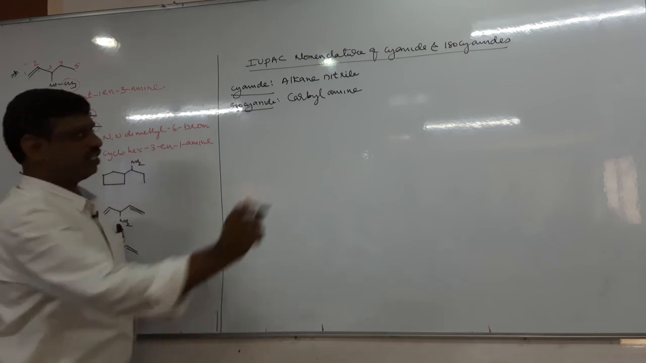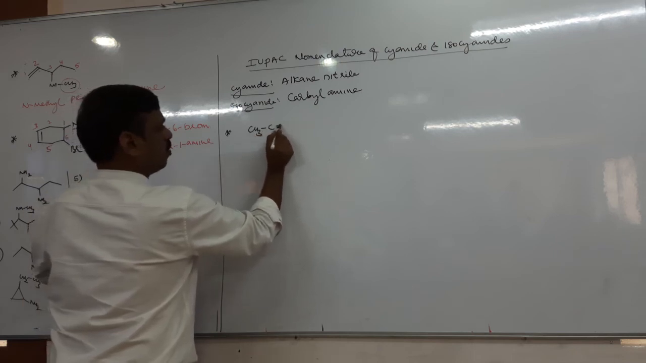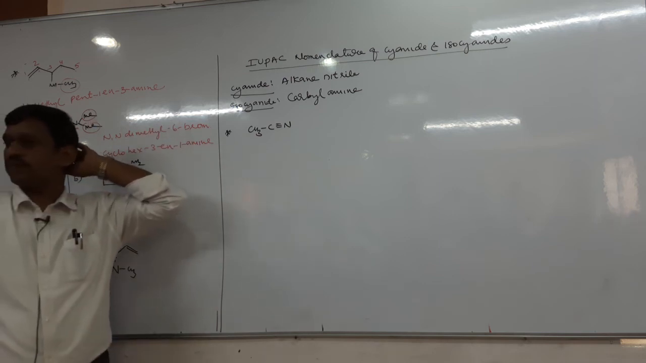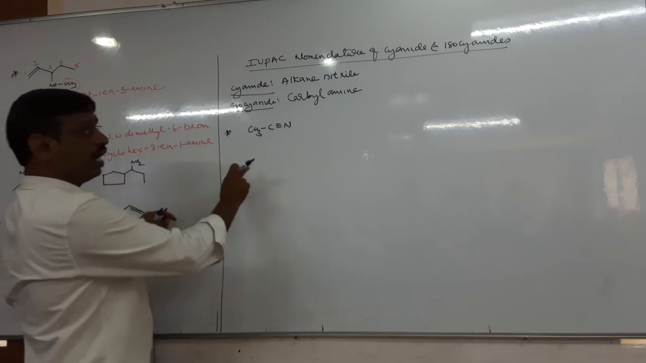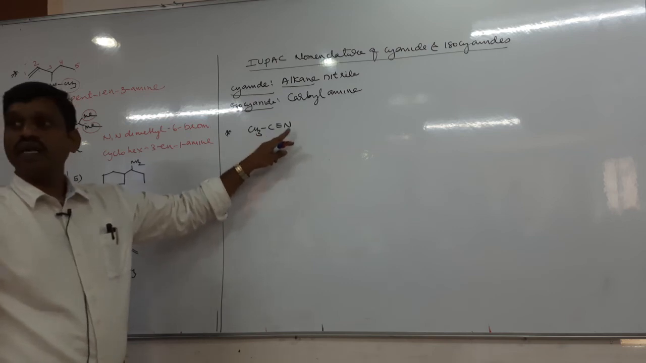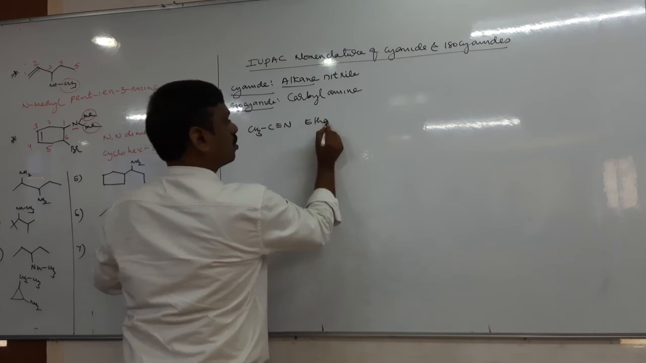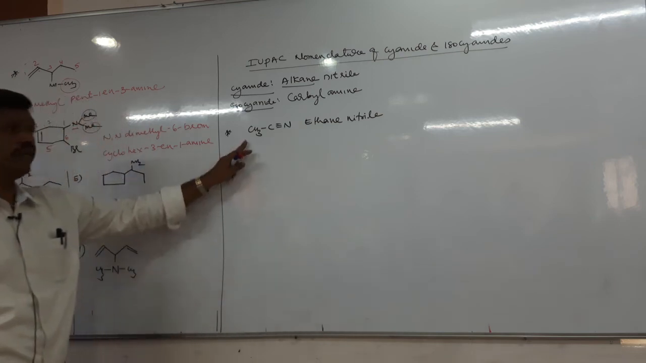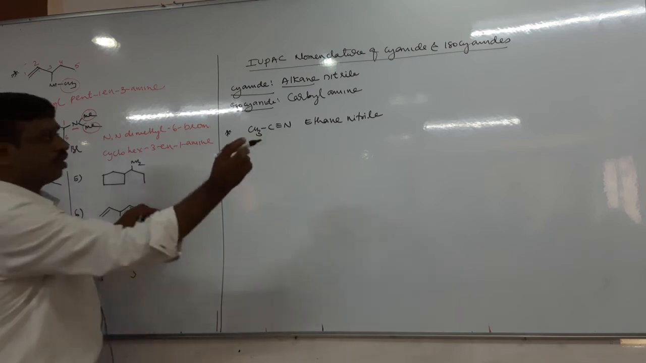Okay, now let's see. CH3 C triple bond N. Tell me, what is the IUPAC name? Methyl cyanide is the common name. It is methyl cyanide. What is the IUPAC name? IUPAC name is alkane nitrile. Alkane, 2 carbon. Nitrile, there is N. Therefore, ethane nitrile. Ethane nitrile, not methane nitrile. There are 2 carbon, ethane nitrile. Okay, next.